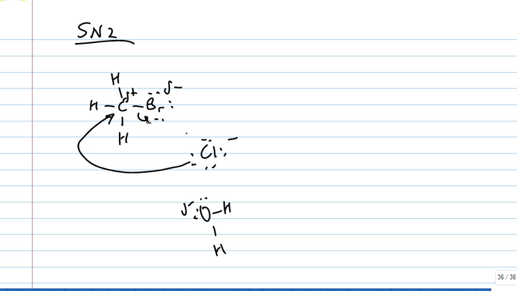Methyl's the best because there's nothing here blocking it. But the more blocking groups I have, like if it was a primary, now it's a little bit more blocked. If it was a secondary, even more blocked. And if there's a tertiary, tertiaries don't do SN2s because there's so many things here blocking. It's hard for the nucleophile to come in there.